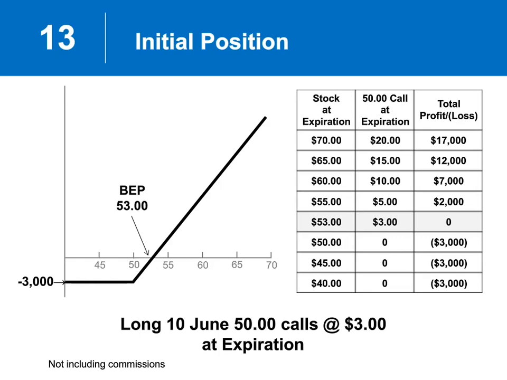One of the nice things to the downside is we know our loss is limited. The maximum loss is the debit we pay for these options, which is the $3,000. So, as we said, we're very bullish on XYZ. We think it's heading up dramatically over the next 60 days.